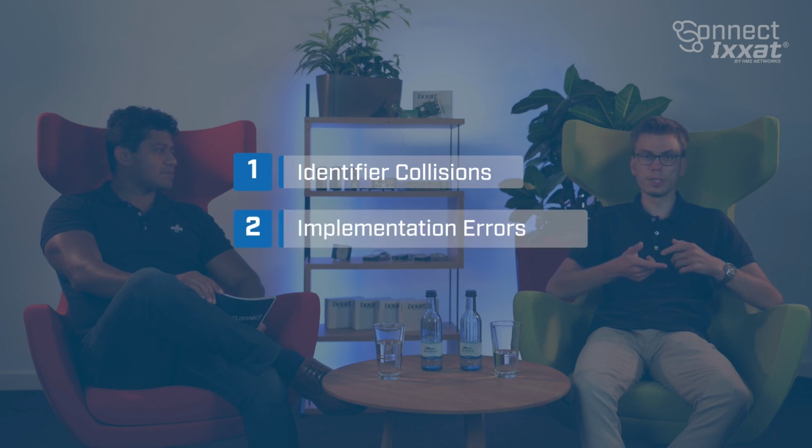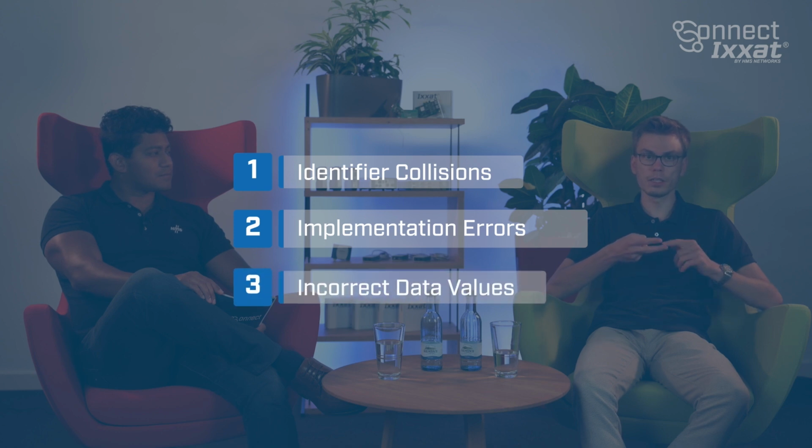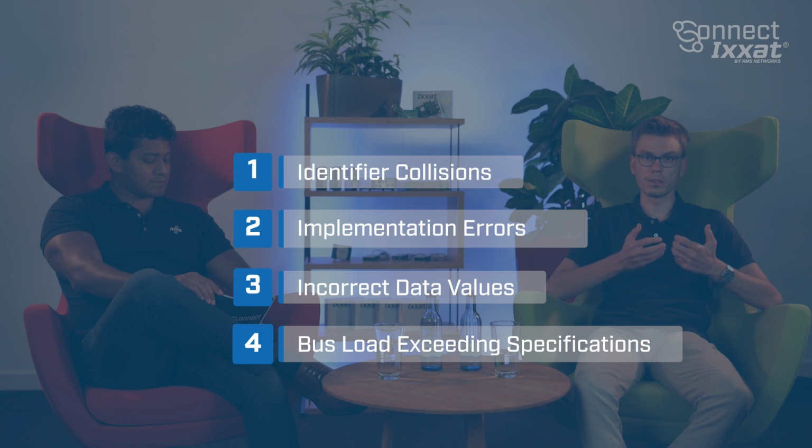Secondly, there are implementation errors in terms of the software. Problems can arise, for example, when having CANopen modules that are not correctly implemented according to the standards. This can lead to significant issues and communication errors. The third point is you can detect incorrect data values. Damaged devices like sensors can send incorrect data values in the network, which then could lead to a faulty operation of the network. And the last point is exceeding the maximum bus load.